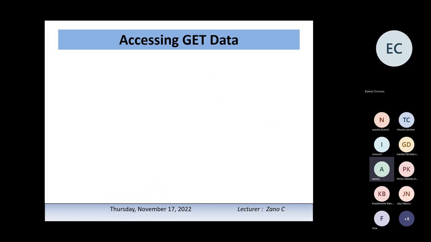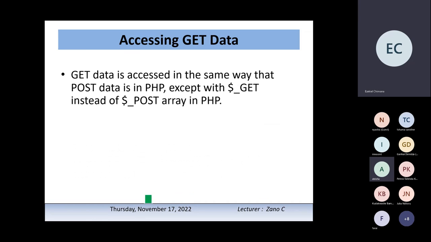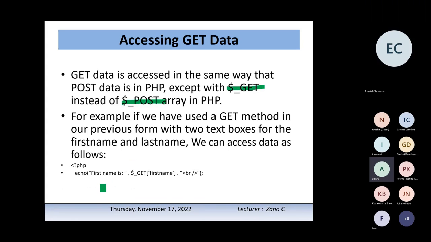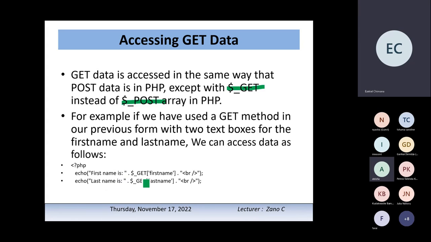And then for GET, how to access the GET data, if you use GET as your method. GET data is accessed in the same way that POST data is in PHP, except with the $_GET array instead of the $_POST array. So for example, if we have used a GET method in our previous form with the 2 text boxes for first name and last name, we can access the data as follows. You use $_GET with first name, and then $_GET with last name.